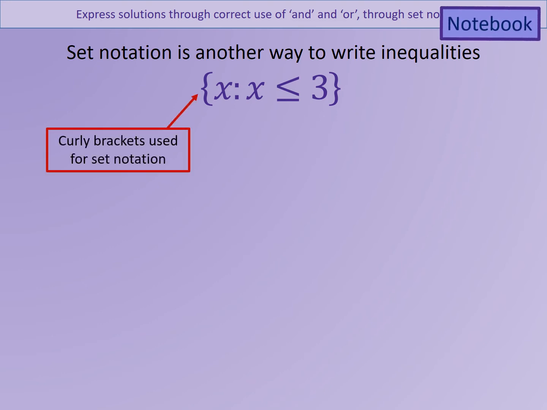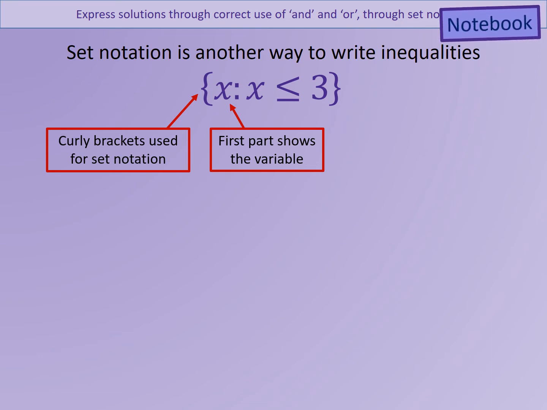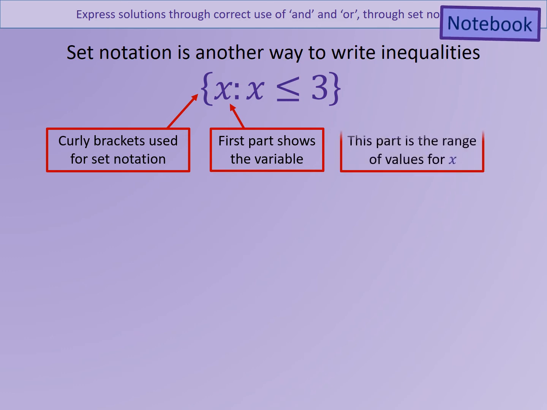So first of all, curly brackets, always used for set notation. We then need a variable, and 99% of the time that variable is going to be x, but of course it could be any letter. But x for this example, or these examples, because it's the x values that we are looking to find, and then the conditions of that variable. So in this question we need to make sure that x is less than or equal to 3.